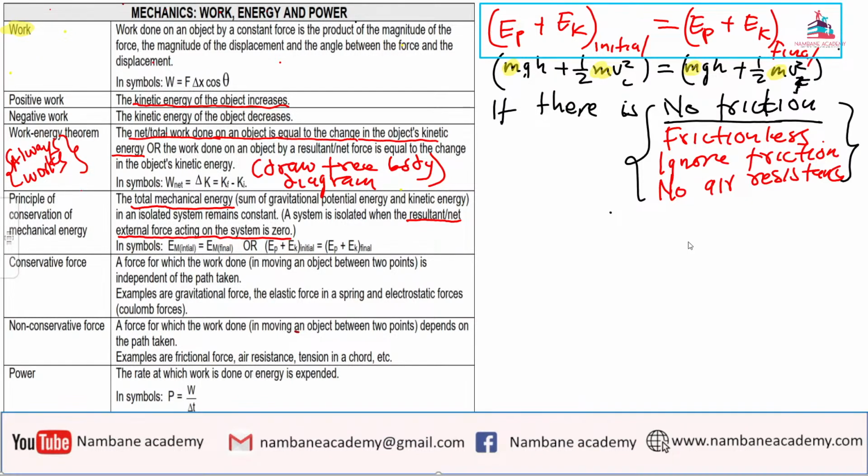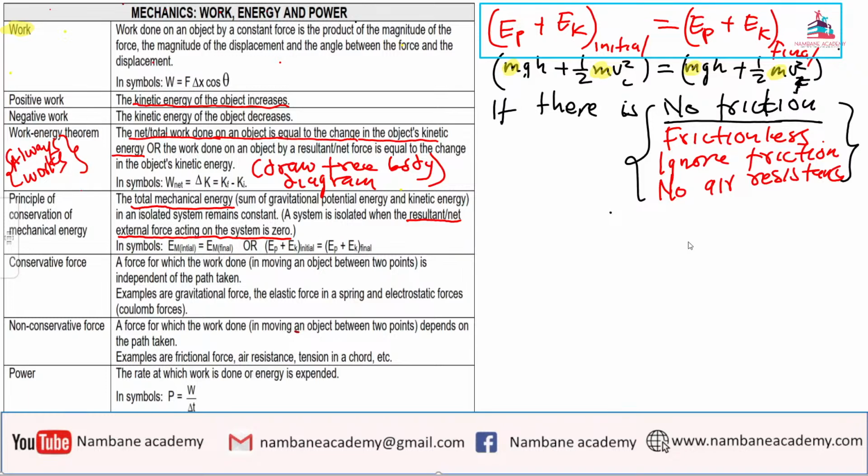Now, we are done with the principle of conservation of mechanical energy. Maybe before that, I should just check. Tapelo, are you still okay in terms of the work energy theorem and the principle of conservation of mechanical energy? I'm okay, sir. Thank you very much. Realebo, I'm okay. Hasekwi, yes, I'm okay, sir.